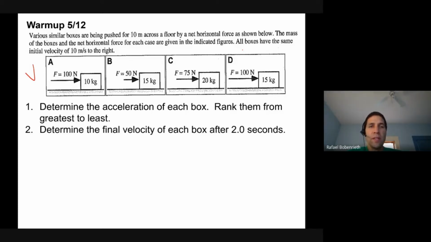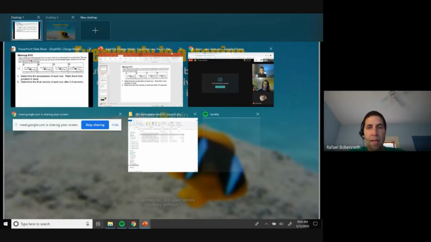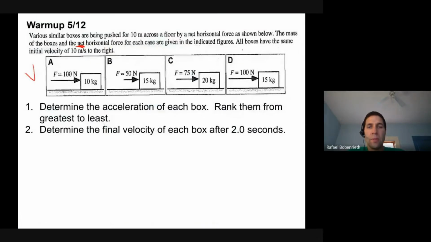So you can see there are very similar boxes there. They're being pushed across that floor, and the mass and the net force for each box is given. That's very close reading required here because you have to notice that that's the net force. They also give you an initial velocity, and then I ask you to determine two things: the acceleration of the box, as well as the final velocity for each box after 2 seconds. So problem one is a fairly straightforward application of Newton's second law, right?